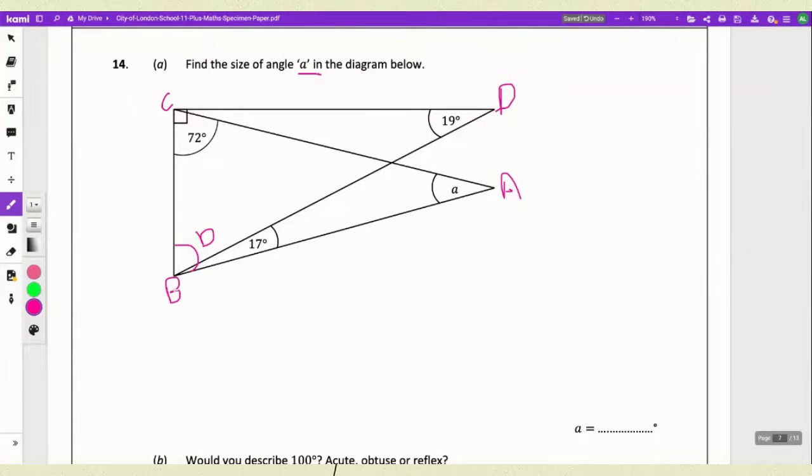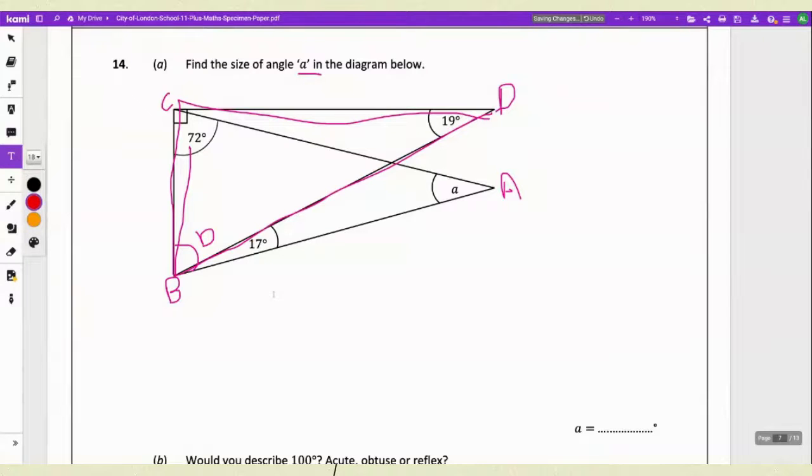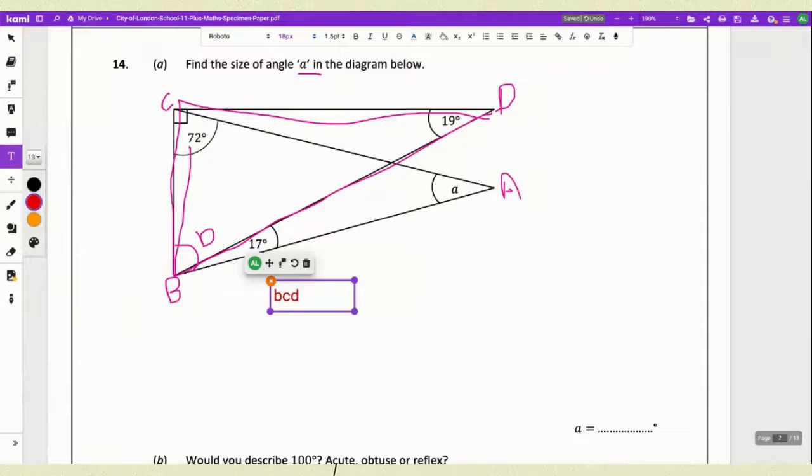To find that, find what is B. So first of all, you have to find this one, or the one I'm shading in pink. You need to find this one. So first you find what is BCD. Your angle will also be 180 degrees, minusing it from B plus 19. That gives you 1.